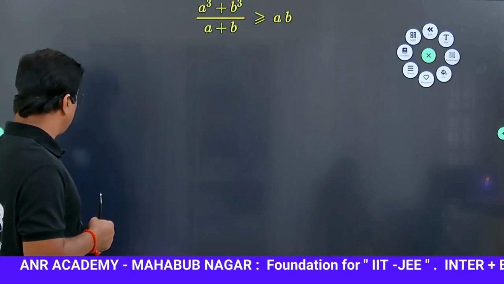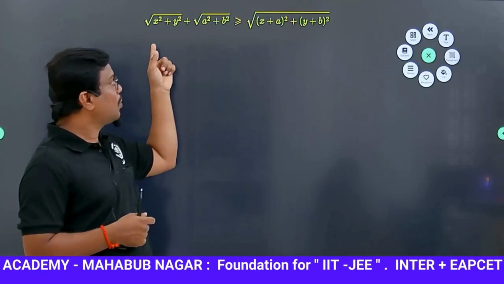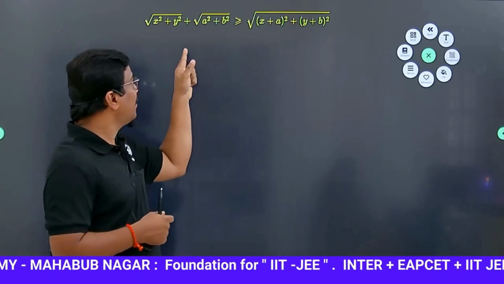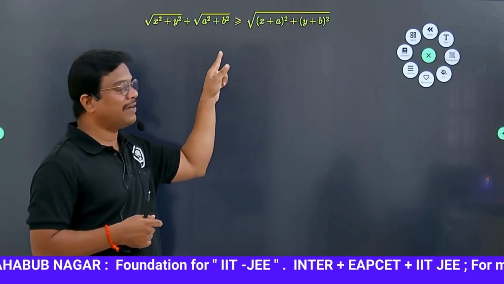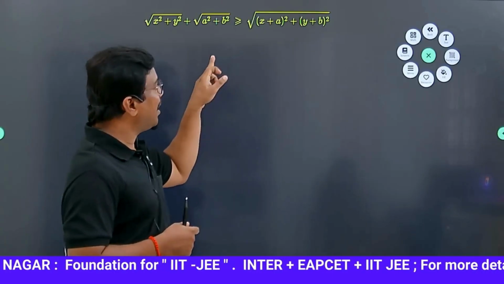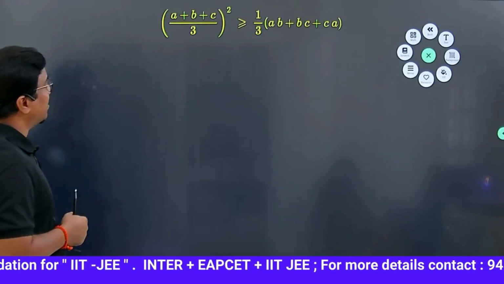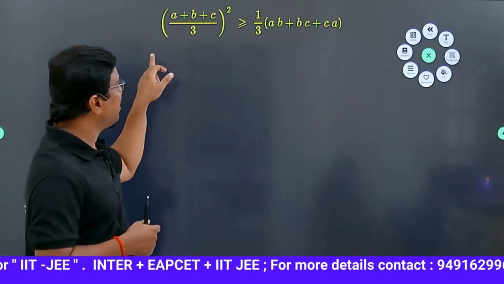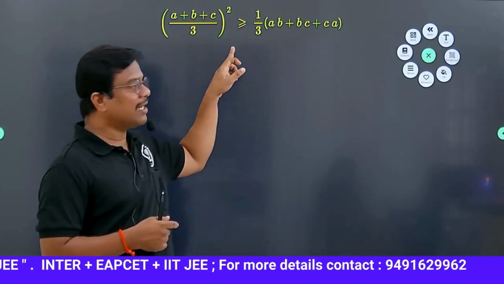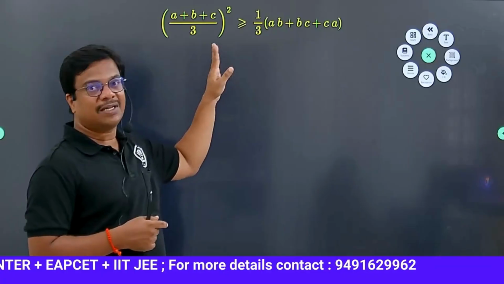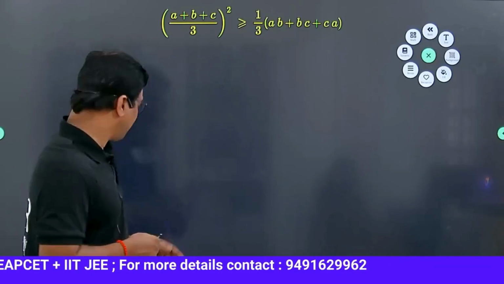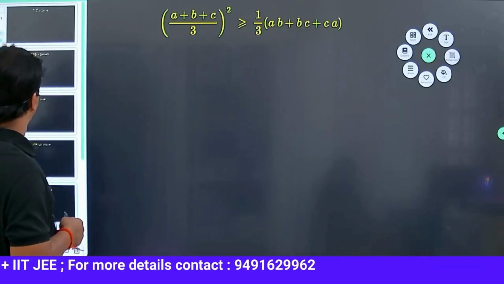Next, root over x² plus y² plus root over a² plus b² is greater than or equal to root over (x plus a) whole square plus (y plus b) whole square. Next, ((a + b + c)/3) whole square is always greater than or equal to 1/3 of (ab + bc + ca). Let us prove all the results.